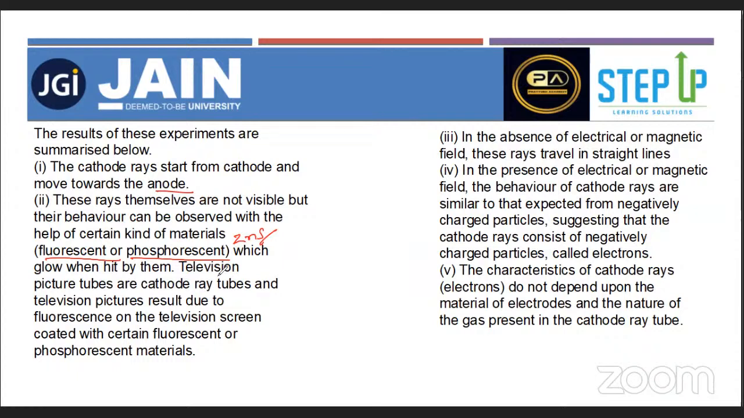A cathode ray tube is basically a glass tube. In it you have two electrodes made of metal, one cathode and one anode. Cathode is negative, anode is positive. When the pressure is kept low and a very high voltage, around 10,000 volts, is supplied, from the cathode you can see a beam moving towards the anode, and it is observed on ZnS, a fluorescent or phosphorescent screen.